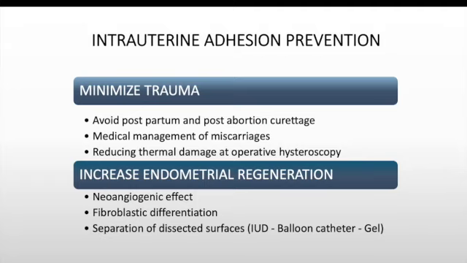Additionally, you should also reduce the thermal damage which you have with resection at operative hysteroscopy. Whenever you do a coagulation, whenever you use electricity, you leave an ischemic stimulus inside the uterine cavity, and this ischemia reduces the fibrinolytic system, so fibrin stays inside the uterine cavity and acts like a glue between the walls of the uterus. So this is the reason why you get adhesions inside the uterine cavity.